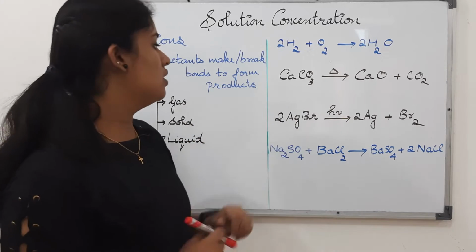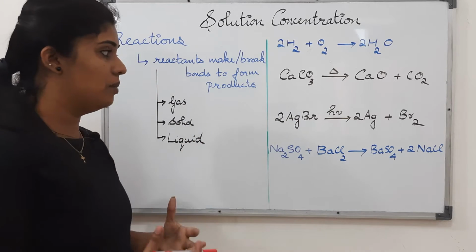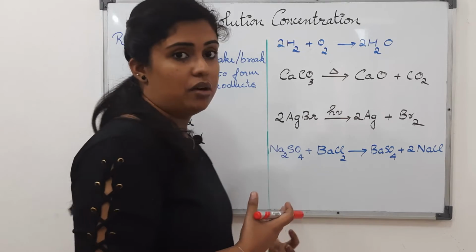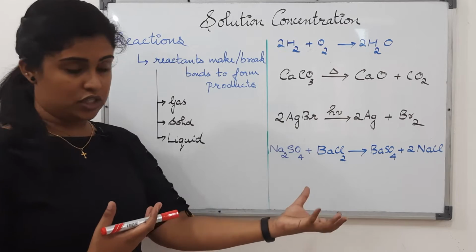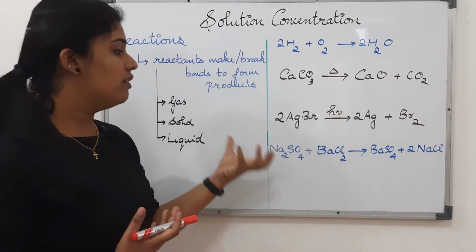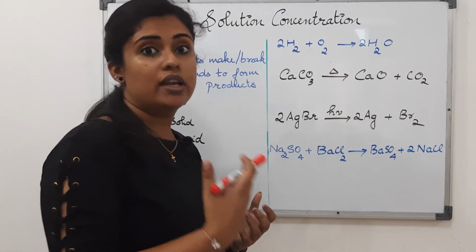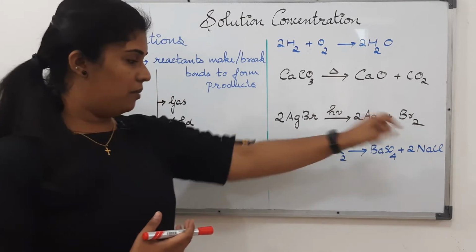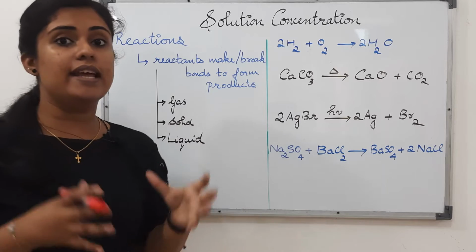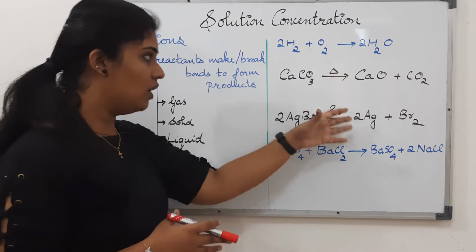Let's consider another solid, a solid salt, silver bromide. If you take silver bromide and put it in the light, you are making it undergo photo degradation. In the presence of light, the silver bromide will undergo photo decomposition to form the products. Metallic silver as well as bromine is formed. So reaction is possible in the case of such solids also.